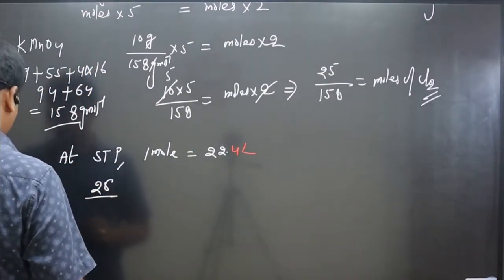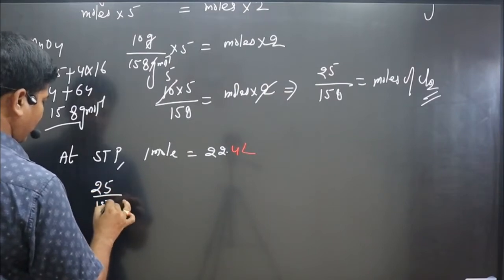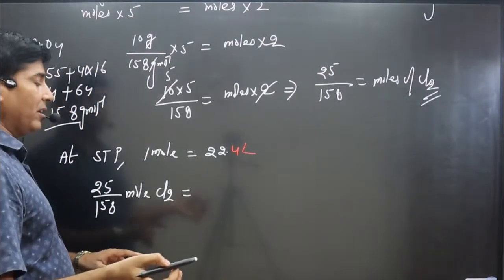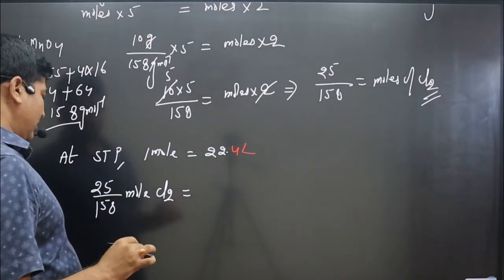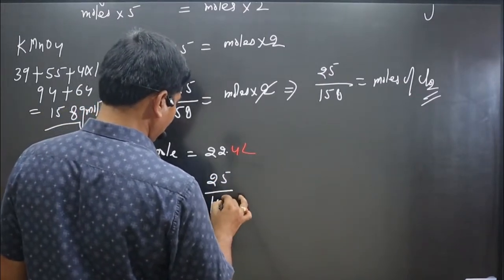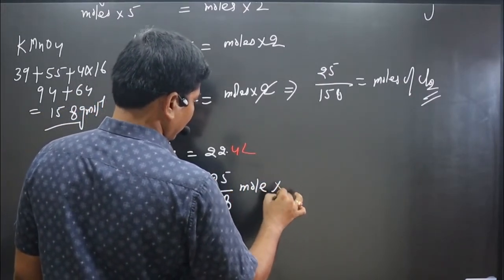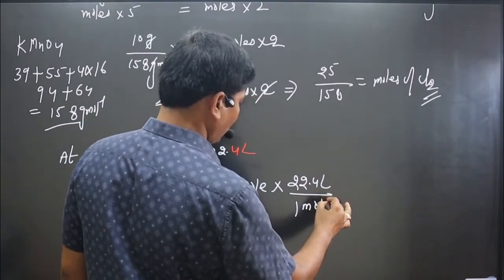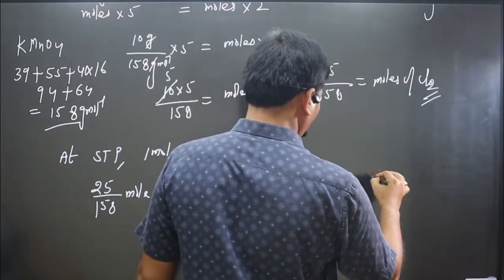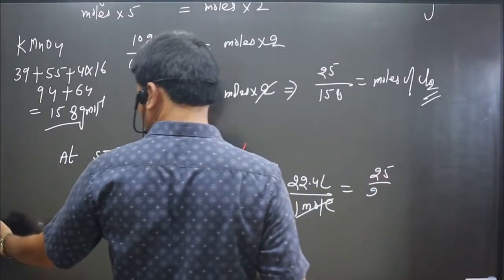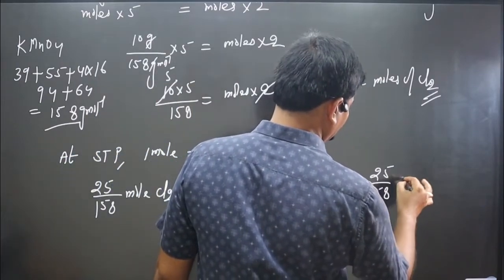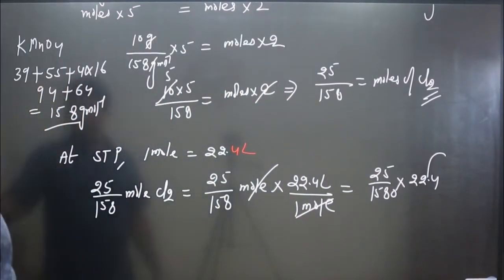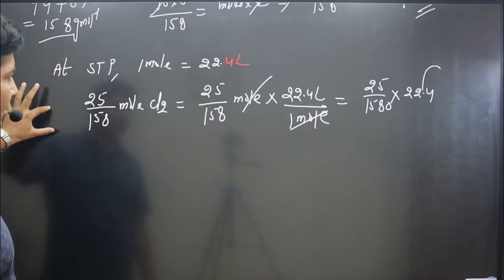So 25 divided by 158 mole of Cl2 will have how much volume of Cl2? We have 25 divided by 158 mole, and 22.4 liter in 1 mole. Mole will cancel, then we get 25 divided by 158 multiplied by 22.4. If I remove this decimal, a 0 will come here. So I simplify this expression and find out the final value.